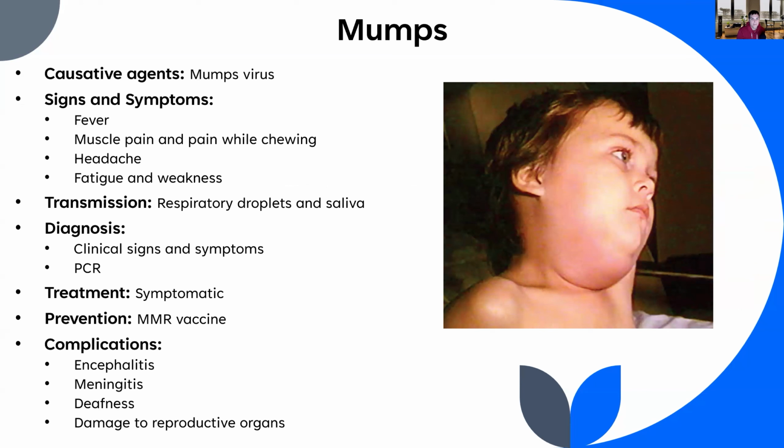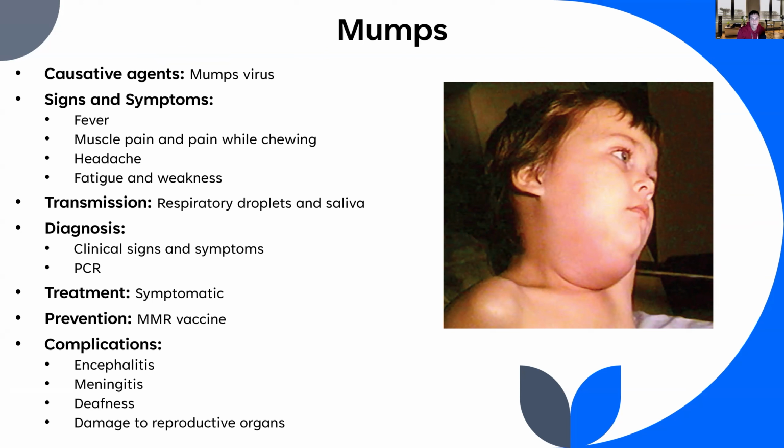Mumps is another infection that predominantly affects the digestive system. Mumps is a viral infection caused by the mumps virus. The signs and symptoms include fever, muscle pain and pain while chewing, headache, fatigue, and weakness. But perhaps one of the most noticeable signs is the swelling of the parotid glands. I don't have it listed, but you can see it right here. This is where a lot of the viral replication is going to happen. And this big swelling can be very painful to the touch and is a hallmark sign of mumps.